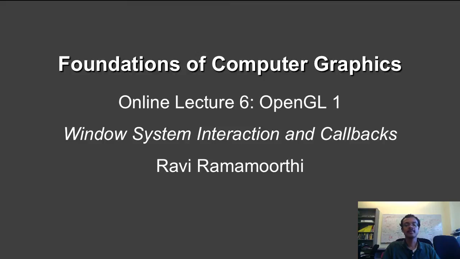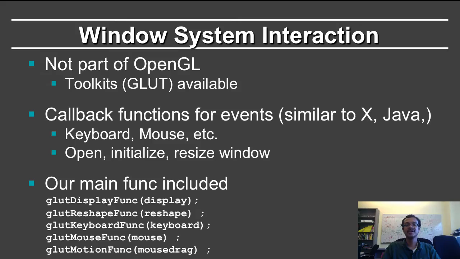We're now going to talk about how OpenGL interacts with the Windows system, really how GLUT interacts with the Windows system, and how we can define callbacks and control, for example, mouse motion. First, I would like to mention that Windows system interaction is not part of OpenGL. Therefore, you have to use a toolkit. GLUT is the one we use.